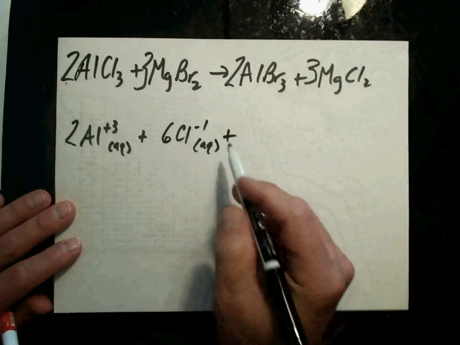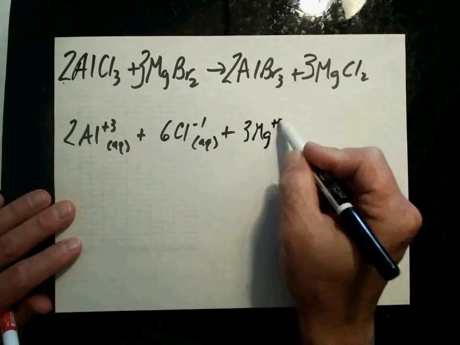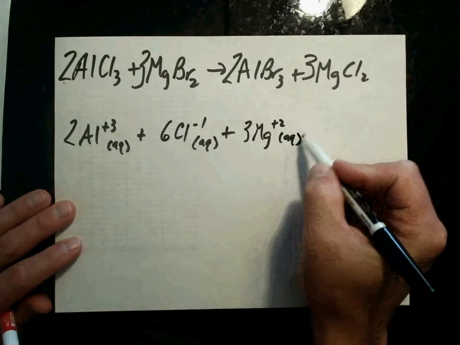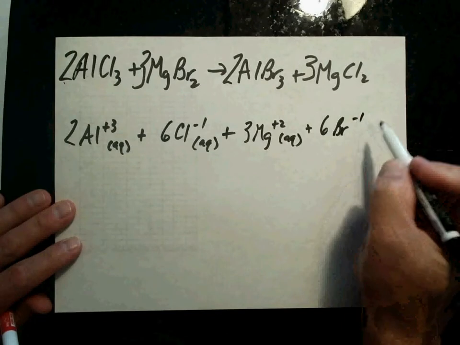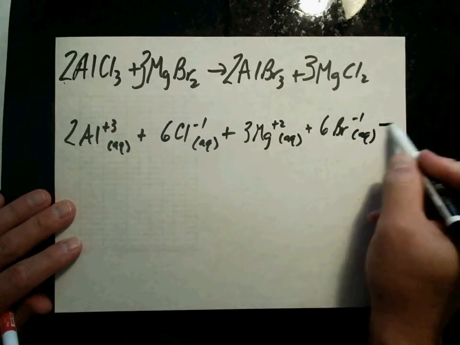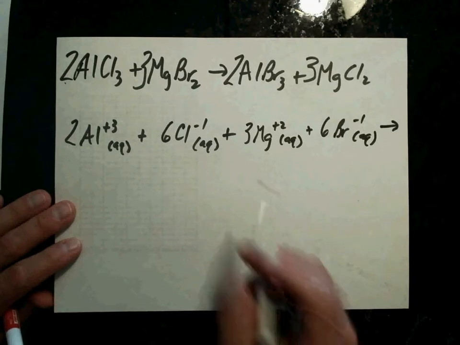In this compound, I have 3 magnesium plus 2, and those are aqueous. I'm going to have 6 bromine minus 1, aqueous. That's the whole left side of the reaction. The other side, 2 aluminums.